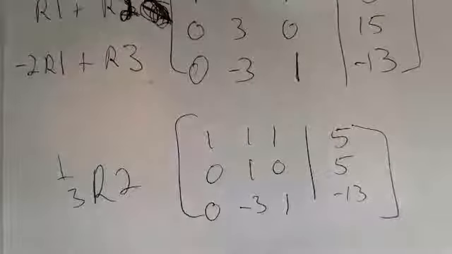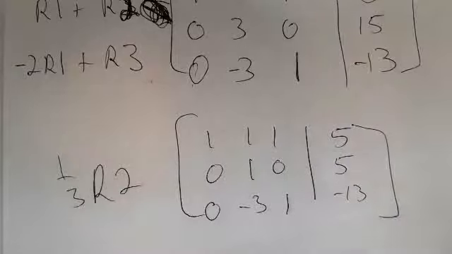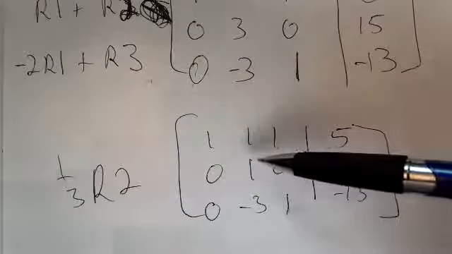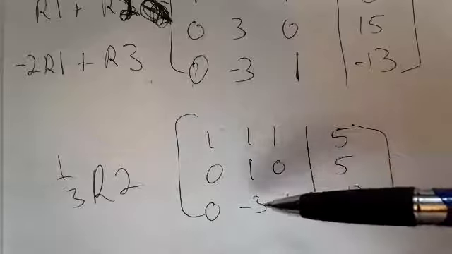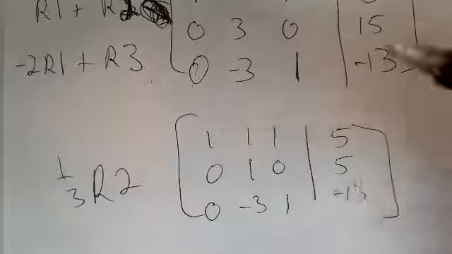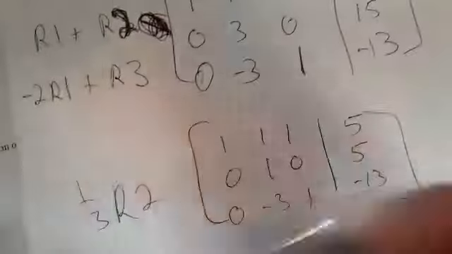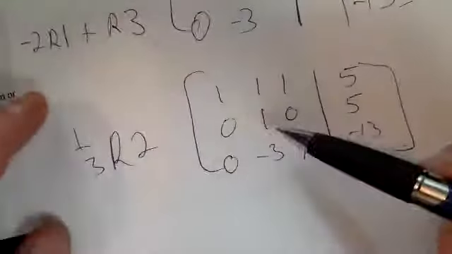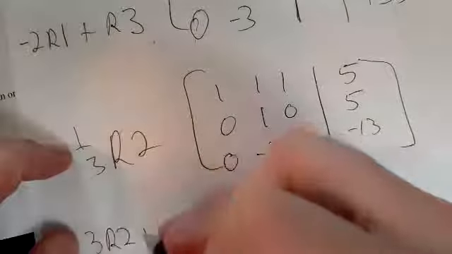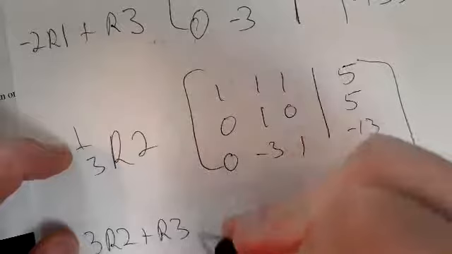Okay. Now recap, I'm doing the Gauss-Jordan elimination. Got my 1, got my zeros, go diagonal, got my 1, gotta get my zeros. So, kind of silly, but I have to go back. I have to multiply row 2 by 3. So 3 times row 2 plus row 3 is what I want to do.